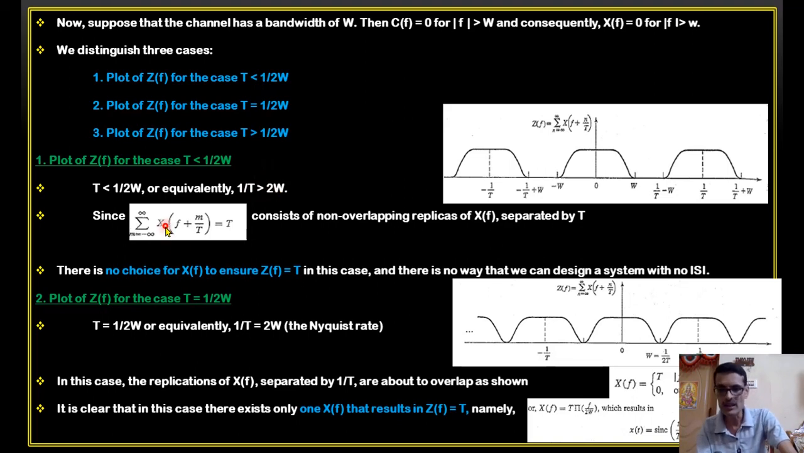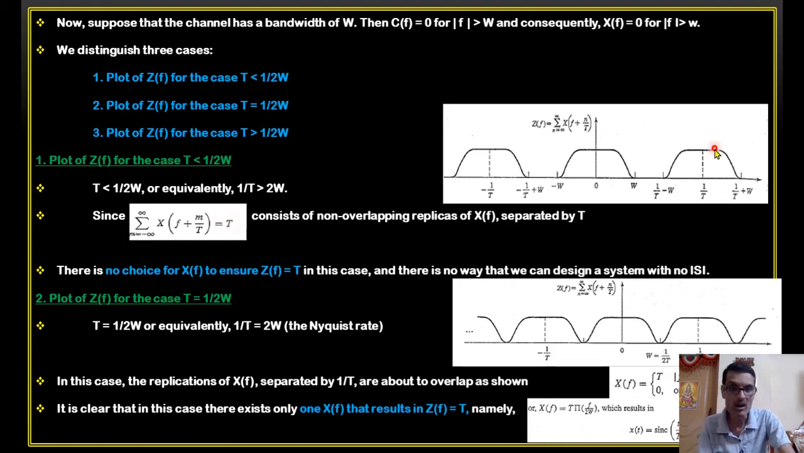So what is this condition? This is a necessary condition, right? So if I substitute those values, say 1 by t, if it's more than 2W, just look at this spectrum. This is the spectrum for the first case. What I'm getting is non-overlapping spectrums in the frequency domain. This is Z of f, the plot of Z of f. Whether I get this condition, I need to check that this summation should be equal to t.